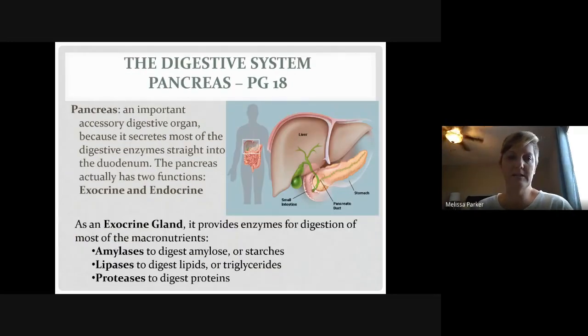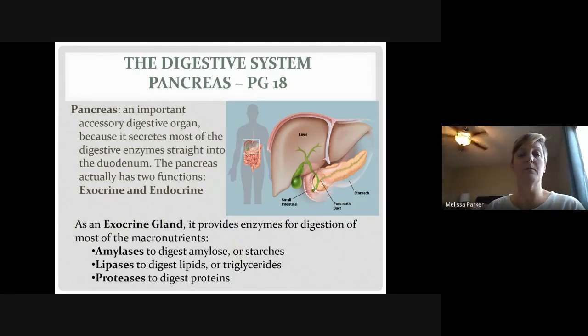Okay, so the pancreas is an important accessory digestive organ because it secretes most of the digestive enzymes straight into the duodenum. So I talked a little bit about this before. This is the liver. The liver creates bile. This is the common bile duct right here. And then this is the gallbladder. It connects to the common bile duct. And then this is the pancreatic duct right here. And so both of these, the common bile duct and the pancreatic duct, dump into the duodenum right here with their enzymes.